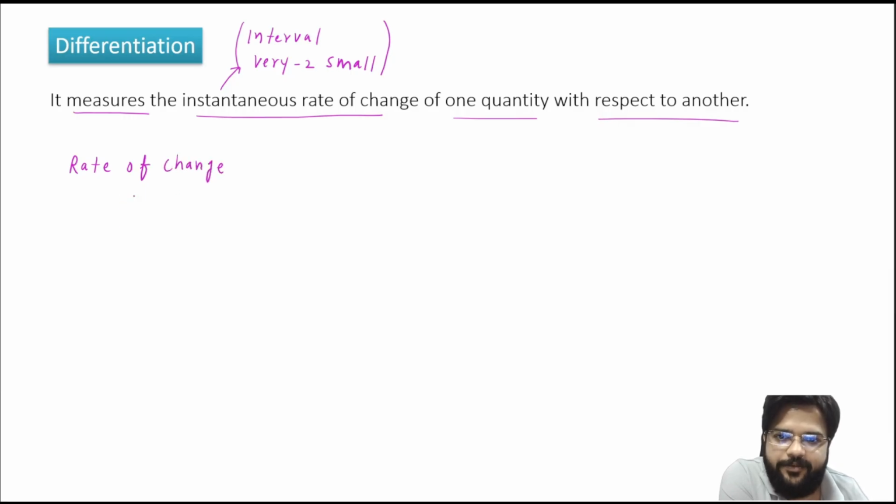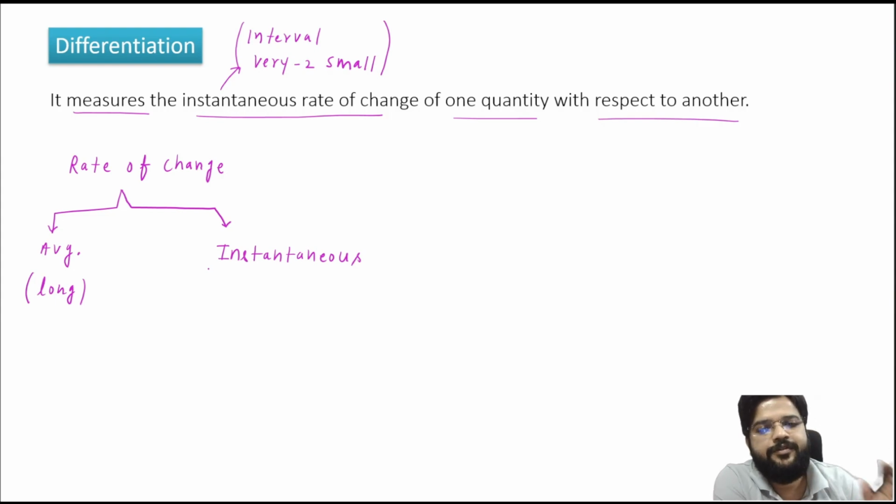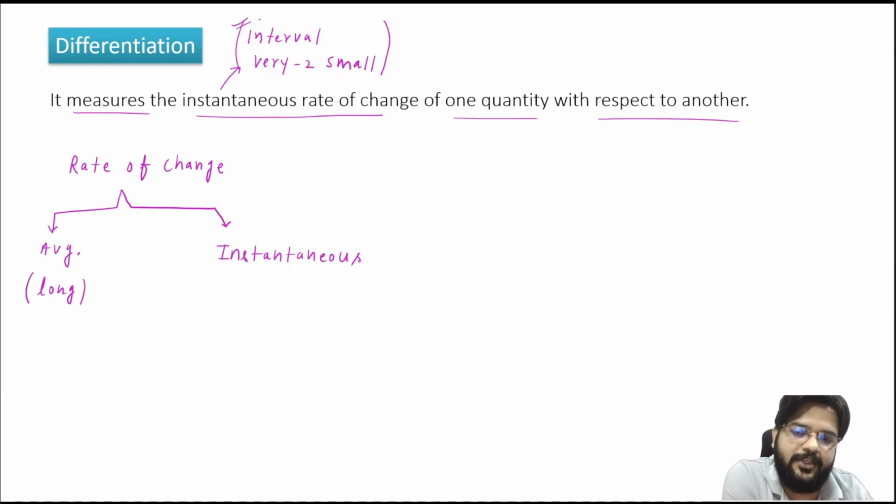But rate of change has two types, everyone. Average, and second one is instantaneous. Correct? So average and instantaneous. In the average, the interval is long, everyone. And in the instantaneous, the interval is very small. Already we know this, or we can say it is infinitesimally small.